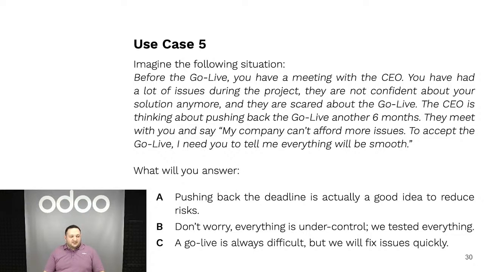Actually, I'll read the answers. Option A, pushing back the deadline is actually a good idea to reduce the risks. Option B, don't worry, everything is under control. We tested everything. Option C, go live is always difficult, but we will fix the issues quickly.